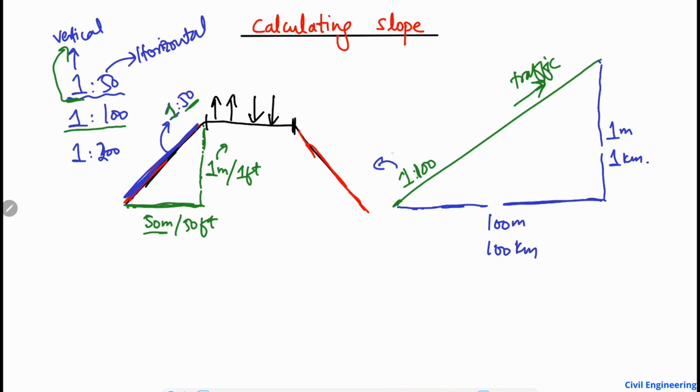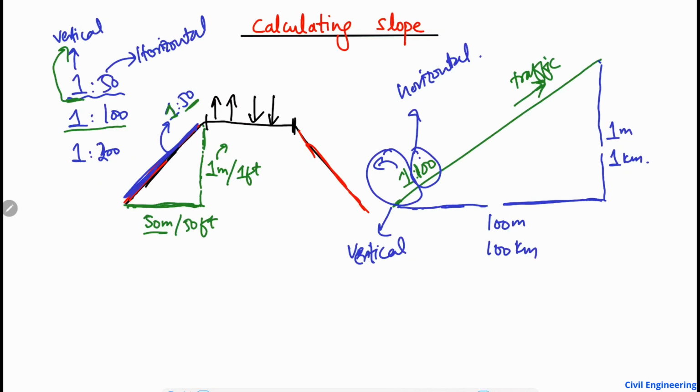So the left value always shows the vertical dimension, and the right value represents the horizontal. If you see such values, the left one is always the vertical and the right one the horizontal. So this is how we mostly define the slope.